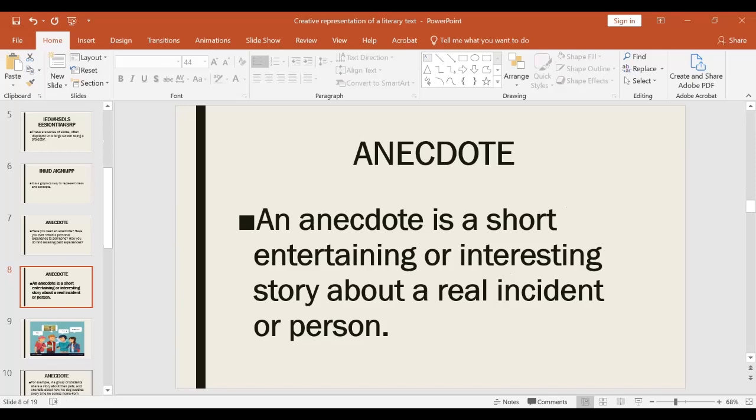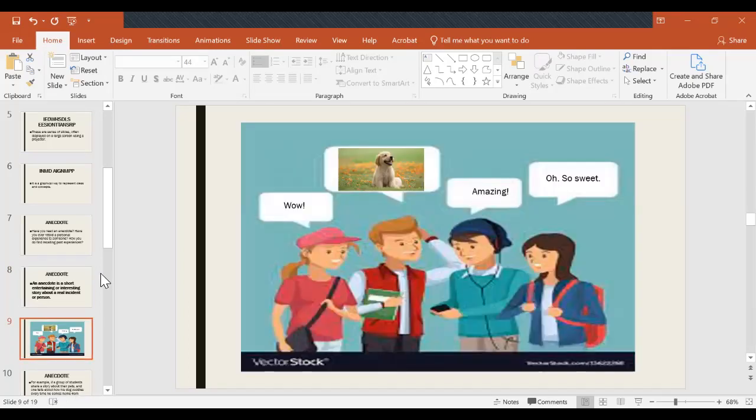And anecdote is very important because Filipinos are very fond of sharing stories, not just stories, but also humorous stories or sometimes frightening or sometimes interesting, inspirational, and so on and so forth. Let's look at this picture. Okay, so in the picture that you are seeing on your screens, we have a group of students. They are talking with each other and telling how amazing their pets are.